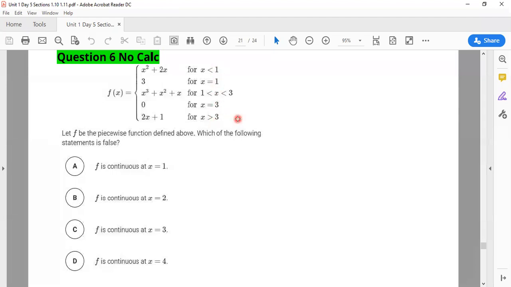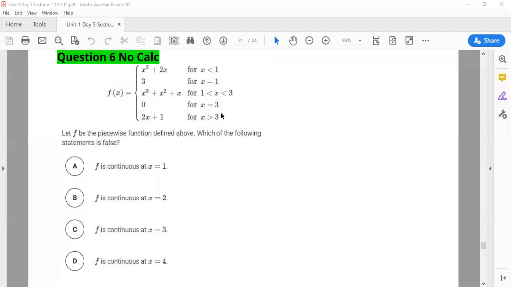This is not necessarily continuous everywhere. Even though each piece is a continuous piece, that doesn't mean the overall function f is continuous, because it was cut off. So there could be jumps here. Basically, this one's going to have a jump, if anything. So now I'm going to give you a chance. Let f be a piecewise function defined above. Which of the following statements is false? So exactly one of these is discontinuous. Okay, 5, 4, 3, 2, 1.